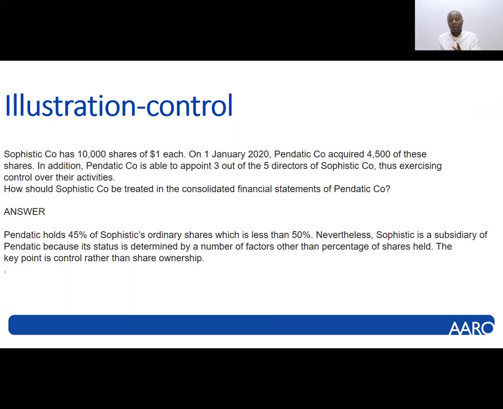Now listen, we are told there, Pedantic holds 45%. How do you get the 45%? 4,500 over 10,000 times 100. 45% of Sophistic's ordinary shares, which is less than 50% that we discussed. Nevertheless, Sophistic is a subsidiary of Pedantic because its status is determined by a number of factors other than the percentage of shares held. The key point here is control rather than share ownership.